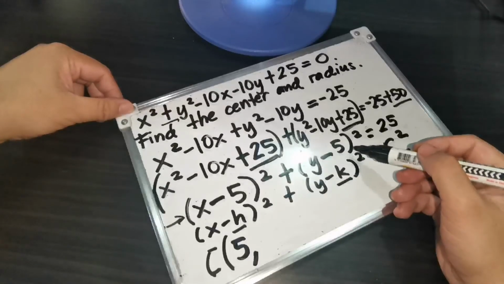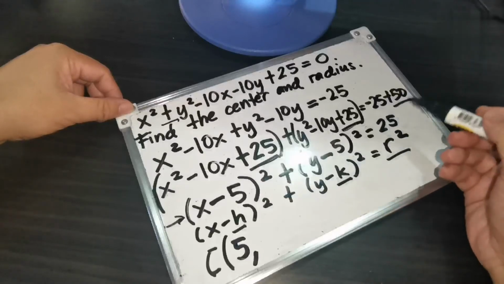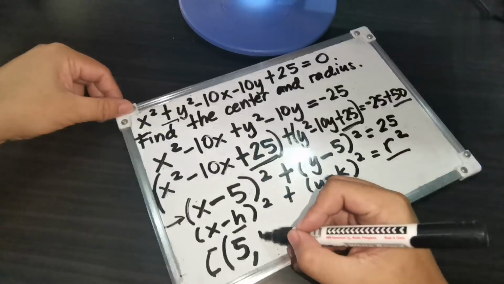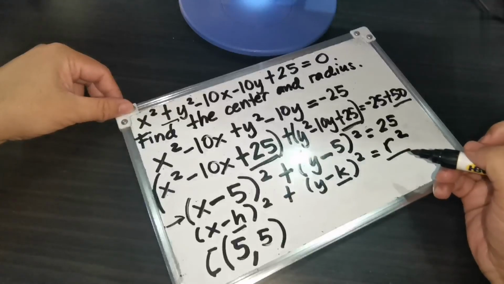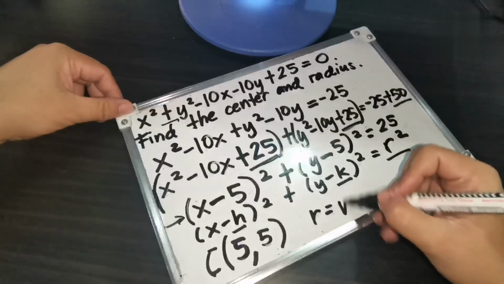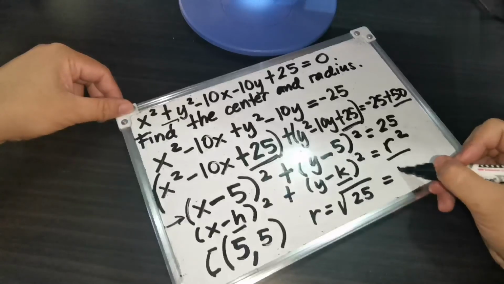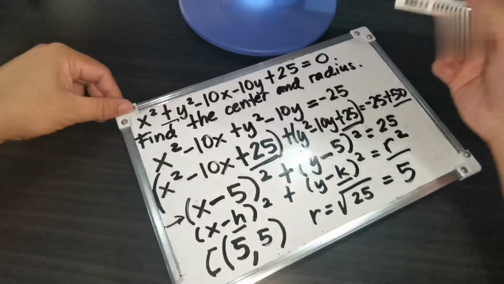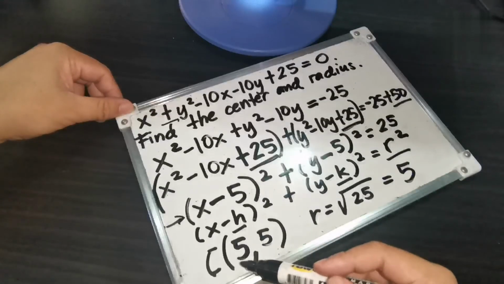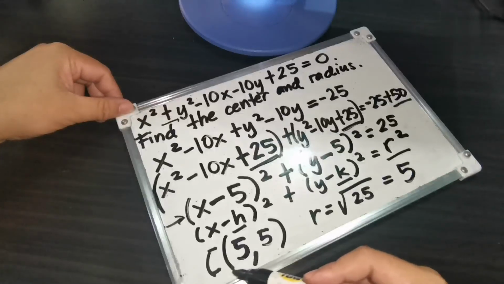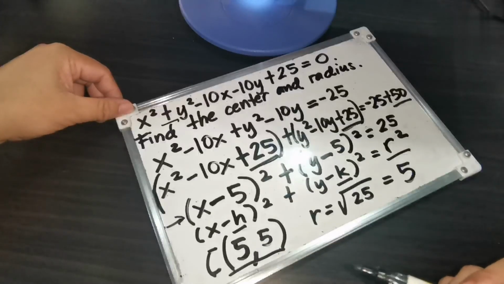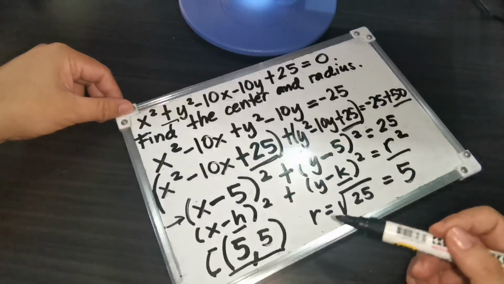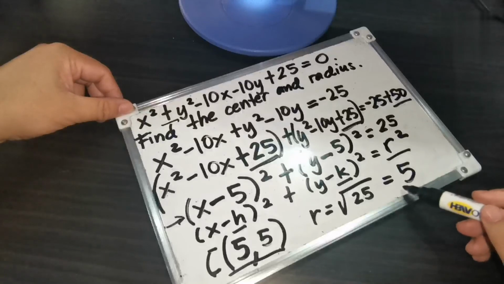Then y minus 5 is equal to 0, so we assume that y minus 5 is equal to 0. If we transfer this negative 5 to the other side of the equation, that will be a positive 5. Now, for the radius, if we take the square root of 25, that will be 5. Therefore, the coordinates of the center are positive 5 for the x coordinate and positive 5 for the y coordinate. For the radius, that will be a positive 5.